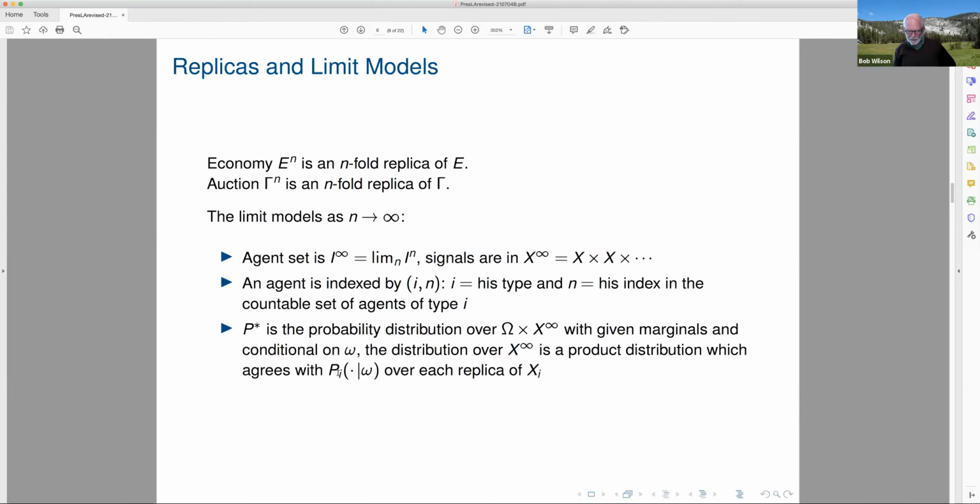Now we're going to be studying the replicas. Of course we think of the standard way the economy is replicated, a Debreu-Scarf replication of agents, and similarly with an auction. Each of these is with the same sets of agents and signals and so on. So the agent set is just this countable set of agents. The agent's type i is fixed, and then the index runs over which of the agents of that type we're talking about. And there's an extension of the probability distribution over this space, where the important thing is that it's done as a countable set of agents. It's not a measure space of agents, it's not a continuum. This is a genuine limit to a countable set of agents.